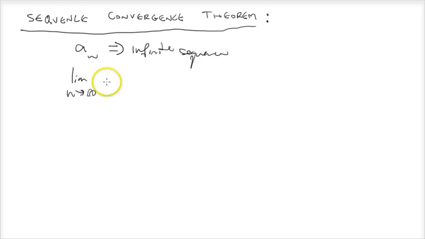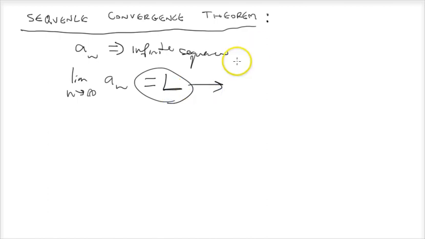And if we take the limit as n approaches infinity of a_n, and if that equals some L, where this L is a real number, so if this limit exists and is real, then that means that the sequence converges to that value. So that's basically where the sequence will end, no matter how big the n value gets.